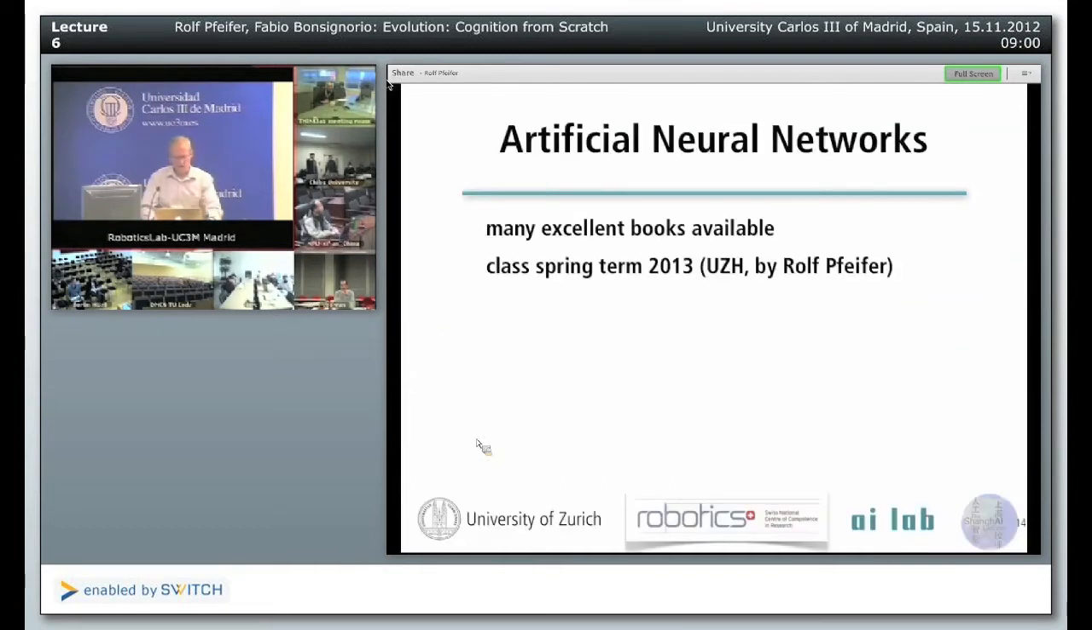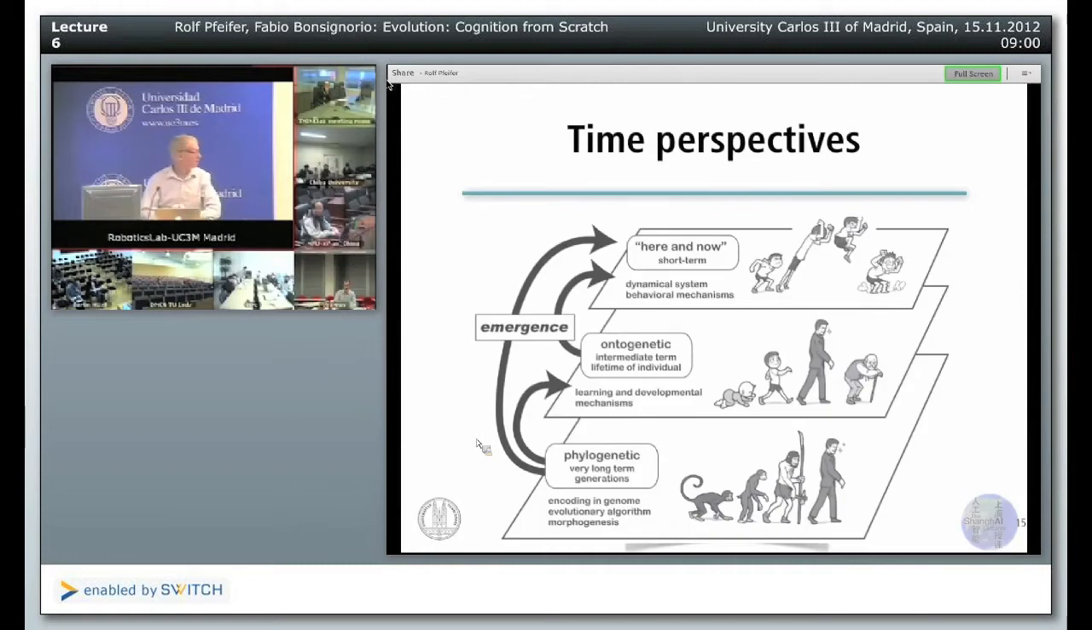Okay, so last week we had the lecture on artificial neural networks. There are many excellent books. There is also some text in the book, How the Body Shapes the Way We Think, and those who are really interested can join the lecture in the spring term where we go in-depth into neural networks. But for now, let's continue.